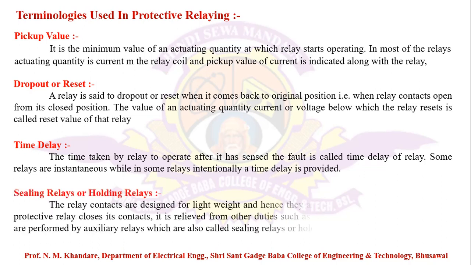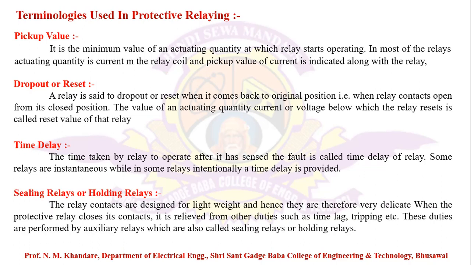And next are the sealing relays or the holding relays. The relay contacts are designed to be lightweight, and hence they are very delicate. When the protective relay closes its contacts, it is relieved from other duties such as time lag, tripping, etc. These duties are performed by the auxiliary relays, which are called sealing relays or holding relays. Once the main relay is operated, its operation is limited there, and for the remaining operations we use other relays, and those other relays are called the sealing relays or the holding relays.